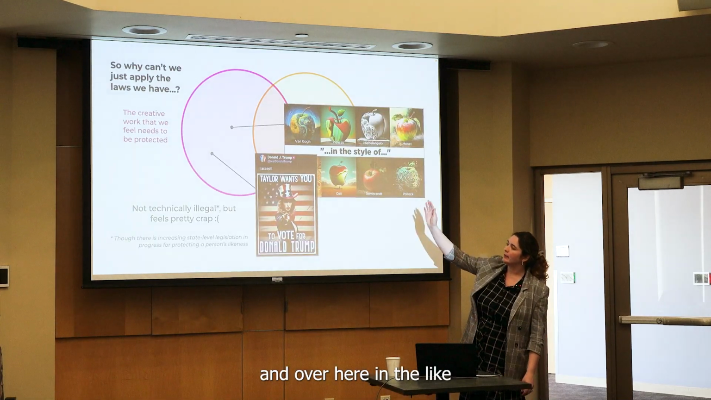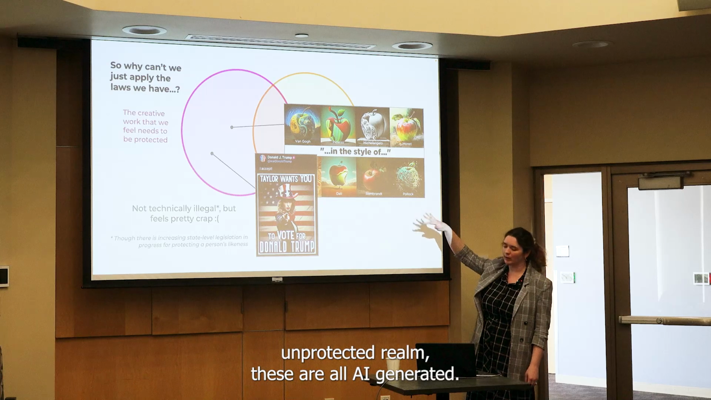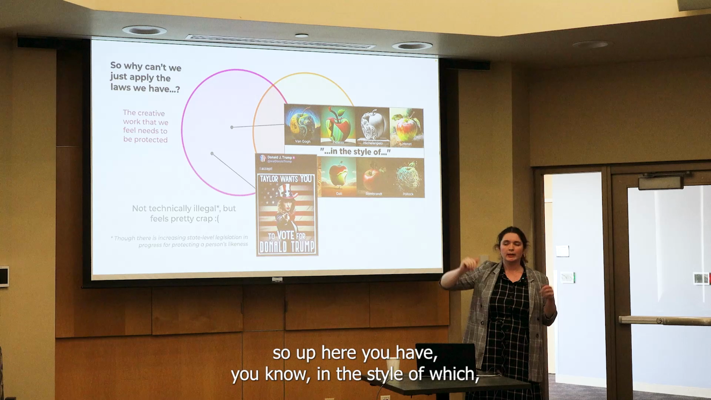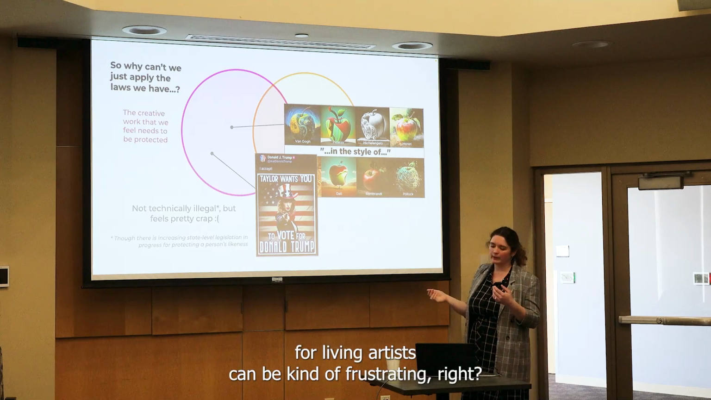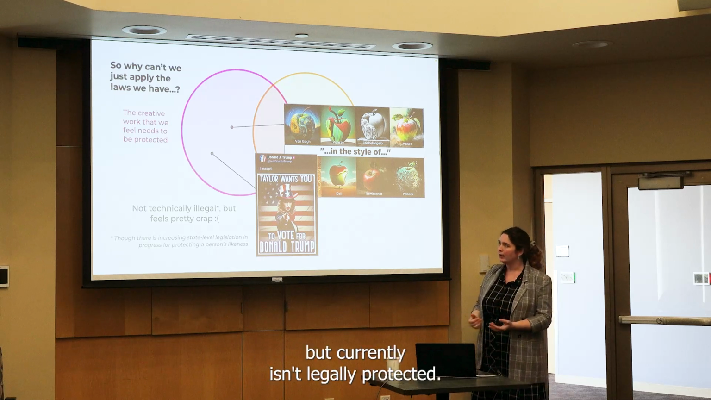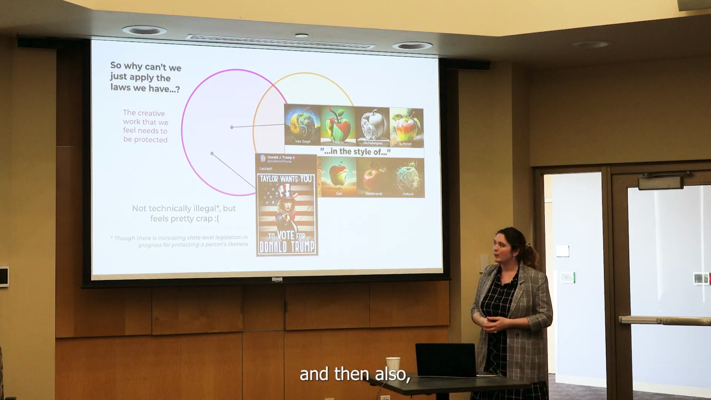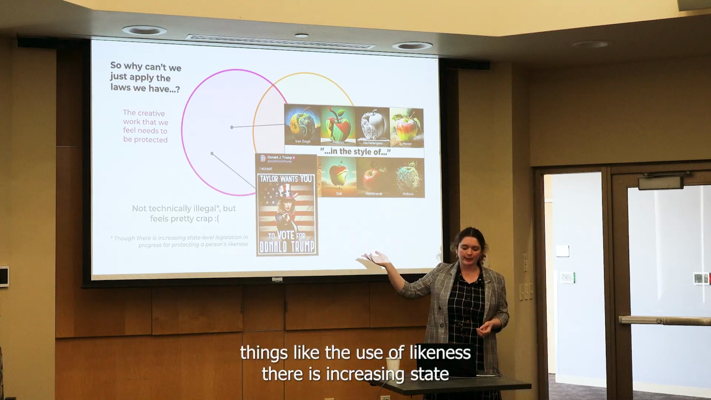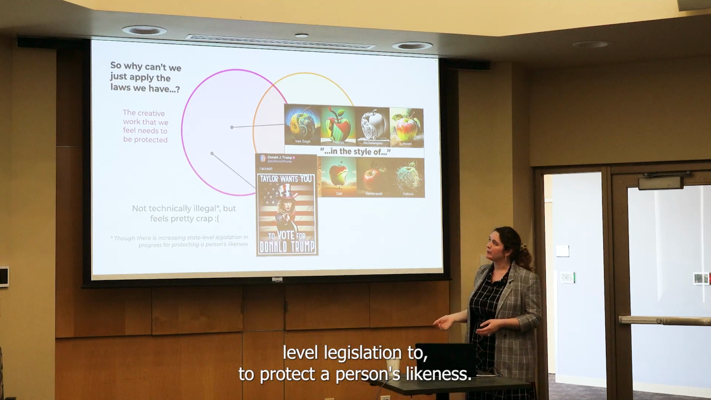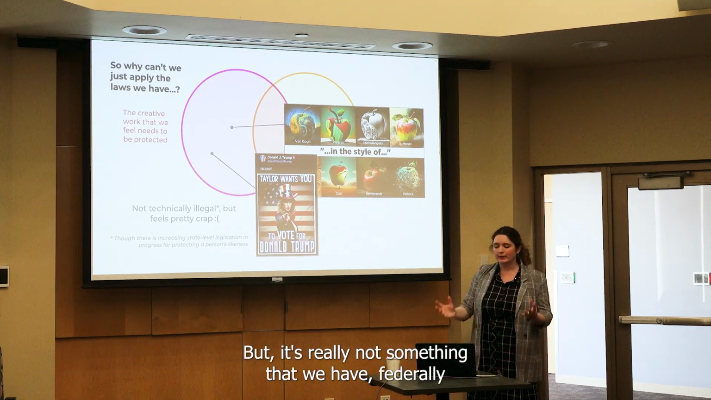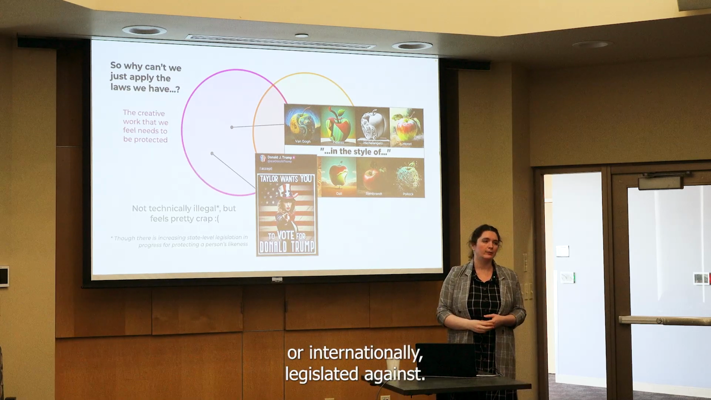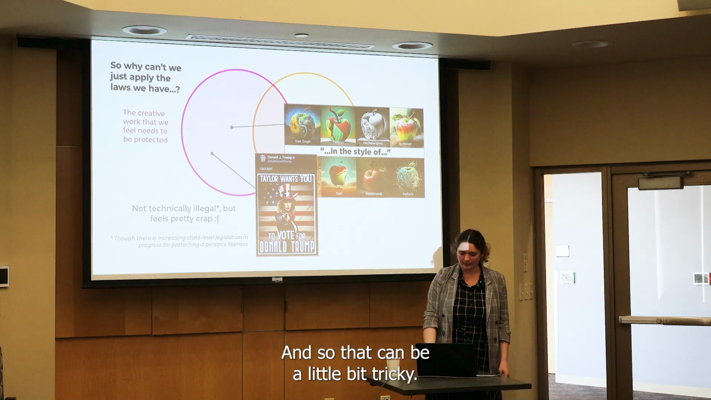And over here in the unprotected realm, these are all AI generated. So up here you have "in the style of," which for living artists can be kind of frustrating, right? If you have an AI art generator that can create something in your style, but that currently isn't legally protected. And then also things like the use of likeness. There is increasing state level legislation to protect a person's likeness, but it's really not something that we have legislated against federally or internationally, and so that can be a little bit tricky.